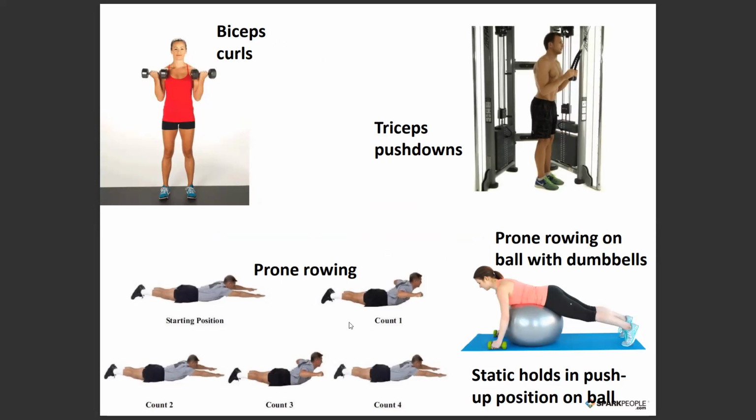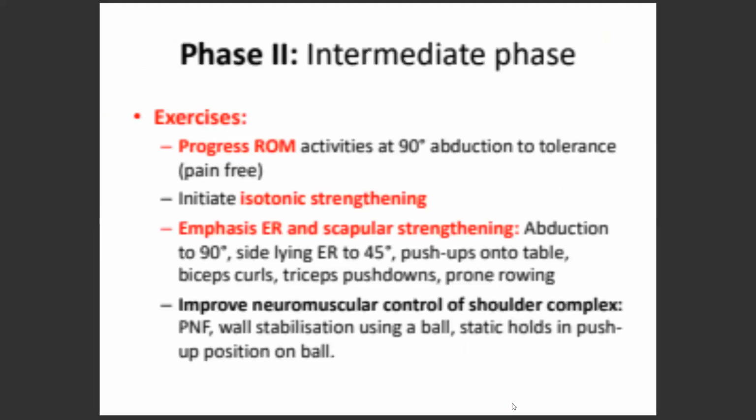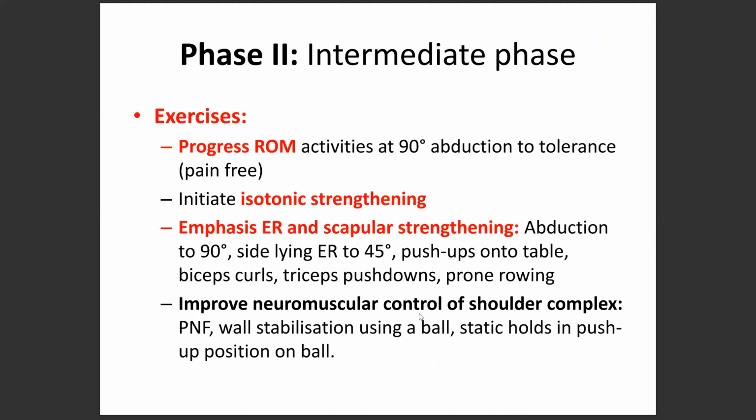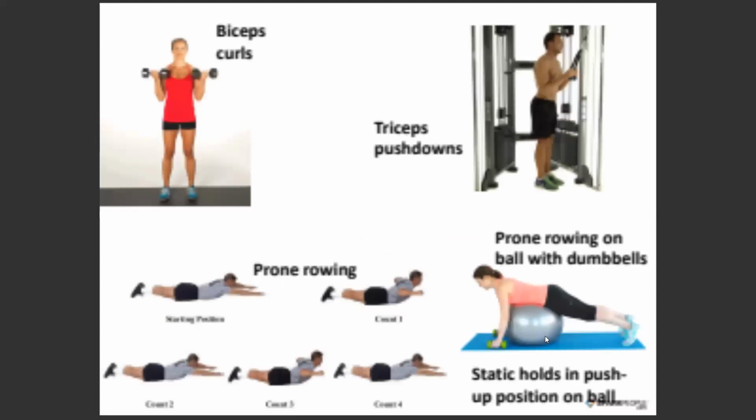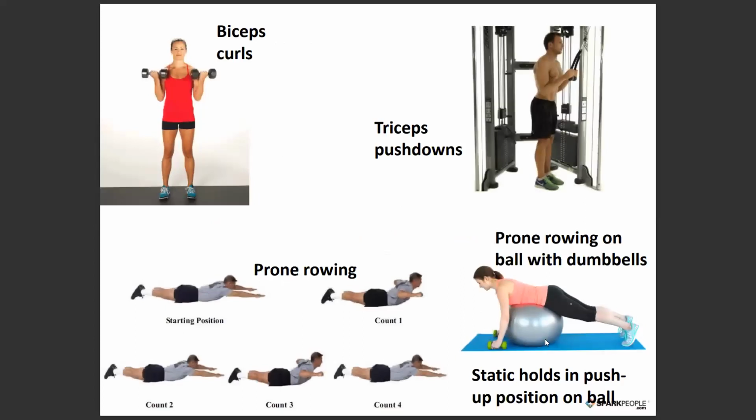Starting position, there is the count 1, 2, 3, and then 4. So this is that prone rowing. Prone rowing on the ball with dumbbells, static holds in push-up position on the ball. So it was tricep push down, prone rowing, and bicep curls. These are all exercises that should be added. So wall stabilization using a ball, static hold in push-up position and ball. This is that push-up position on the ball.